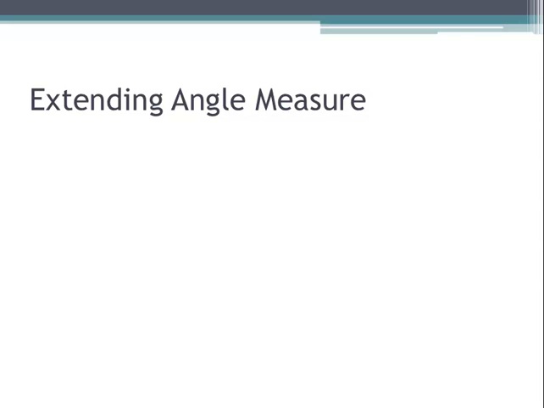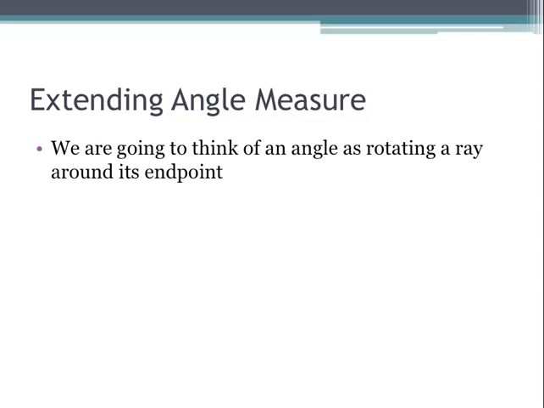Okay, so let's talk about angle measures and try to extend our definition of what an angle measure is. So rather than thinking of an angle as just a set of two lines that meet at a certain point and the degree measure in between them is what we call the angle measure, instead of thinking of it like that, we're going to think of it as a ray. So we're going to think of it as a ray that rotates around the endpoint. So the endpoint stays in the same place.